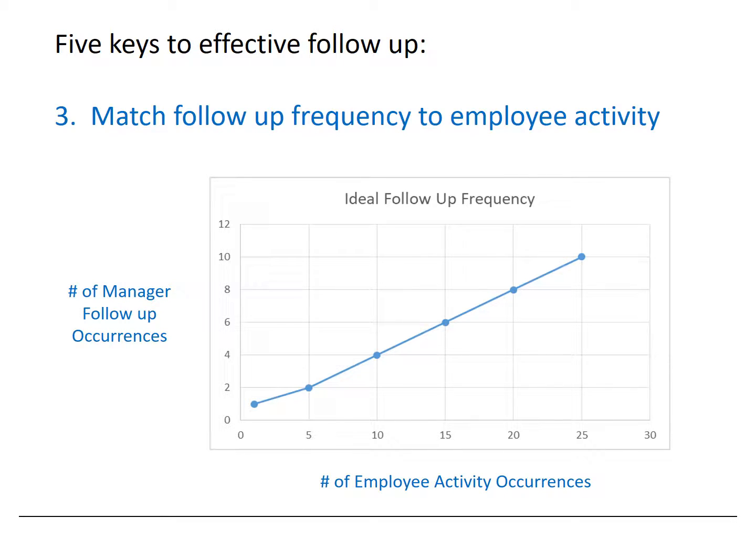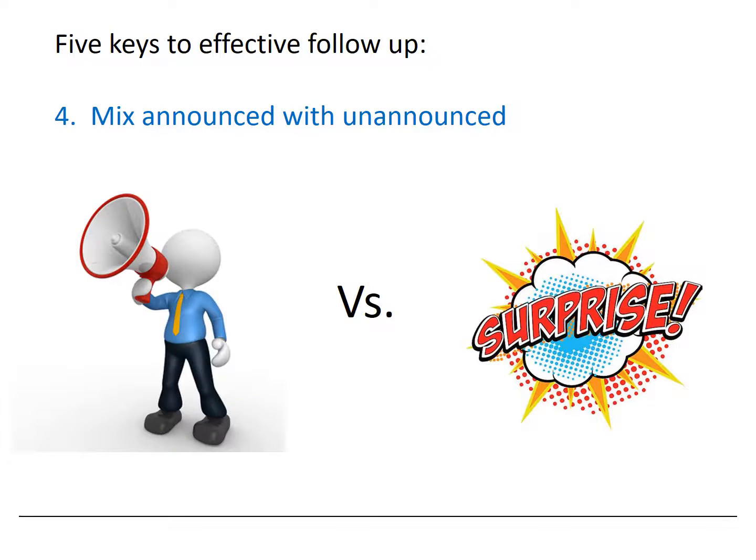The chart on the screen is not meant to be literal. In other words, it doesn't mean that you should literally follow up 4 times for 10 occurrences of the employee activity. It is simply meant to show the reality that you can't personally inspect every single activity, but you should increase the frequency of your follow-up as the number of employee occurrences increases.